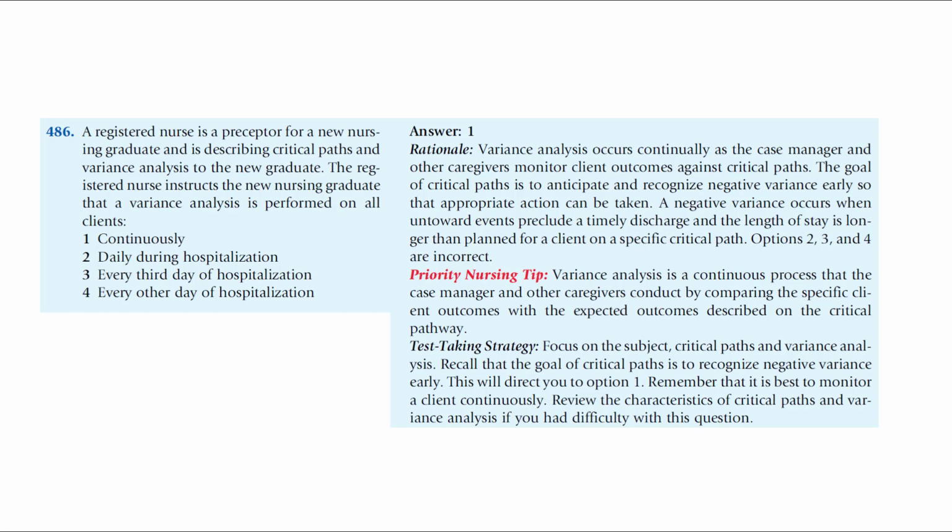4. Every other day of hospitalization. Answer: 1. Rationale: variance analysis occurs continually as the case manager and other caregivers monitor client outcomes against critical paths. The goal of critical paths is to anticipate and recognize negative variance early so that appropriate action can be taken. A negative variance occurs when untoward events preclude a timely discharge and the length of stay is longer than planned for a client on a specific critical path. Options 2, 3, and 4 are incorrect.